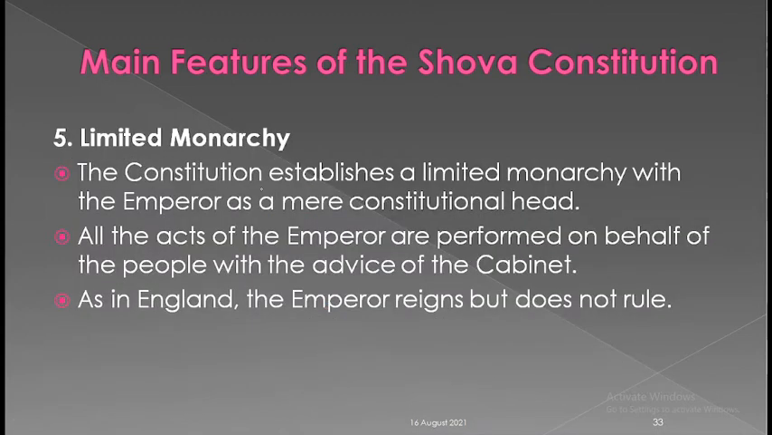Limited monarchy. The constitution establishes a limited monarchy with the emperor as a mere constitutional head. The Japanese constitution established a constitutional monarchy, nominally the rule of one person, but in the real sense he has no real power; his powers are only in name, symbolic or ceremonial. All the acts of the emperor are performed on behalf of the people with the advice of the cabinet. The emperor has to act only according to the advice of the cabinet.